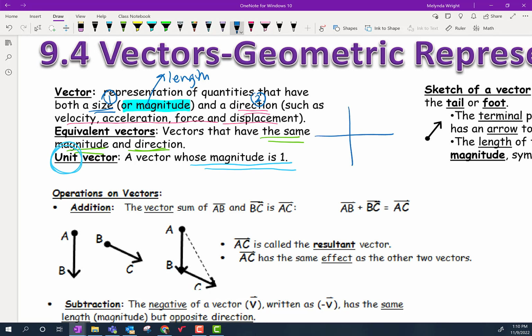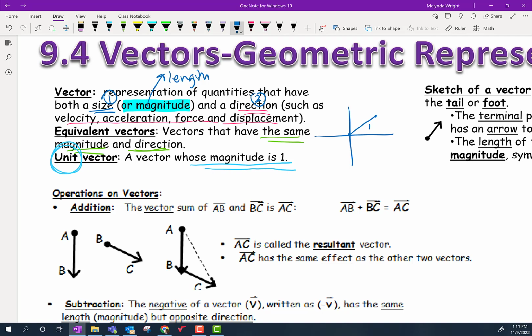Does anyone remember why it's called the unit circle? Why is it called the unit circle? What's the deal? Do we remember? That's okay if we don't. I'm thinking that's a no. Okay, it's because the radius is 1. It's 1 unit. The radius of the unit circle is 1. That's why it's called the unit circle. And a unit vector is a vector whose length or magnitude is 1. That's what we're talking about when we use the word unit. 1 unit. Okay, so those are the vocabulary words.